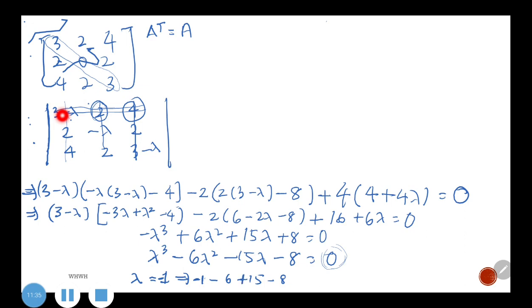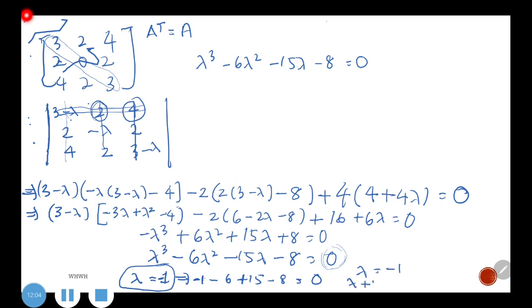So what will you get this time? It looks like it works. Negative 1 minus 6 is minus 7, plus 15 gives 8. 8 minus 8. Yes, it's equal to 0. So it means here that lambda cube minus 6 lambda square minus 15 lambda minus 8 equals to 0 has one of the roots lambda equals to negative 1. So it means lambda plus 1 is equal to 0.